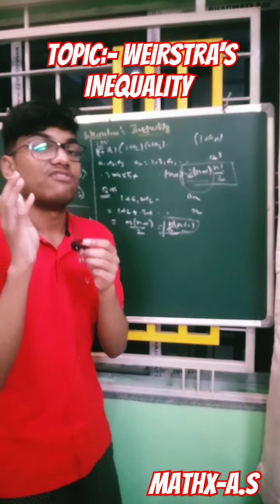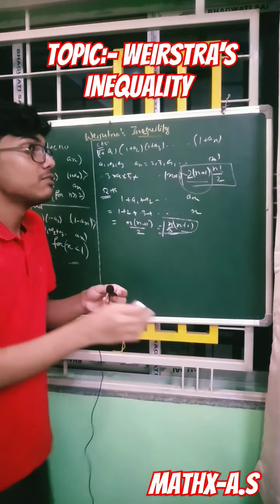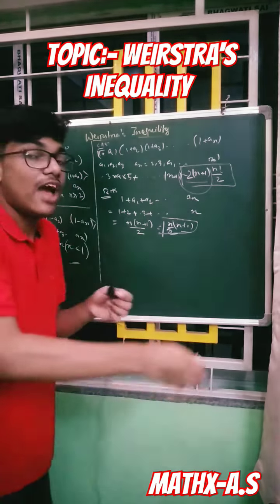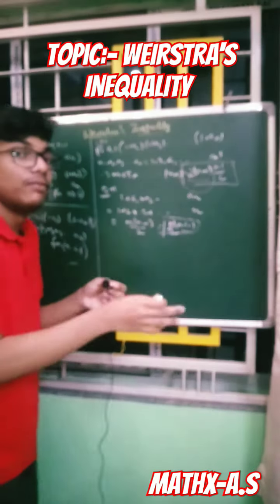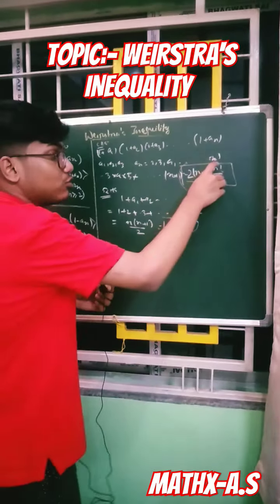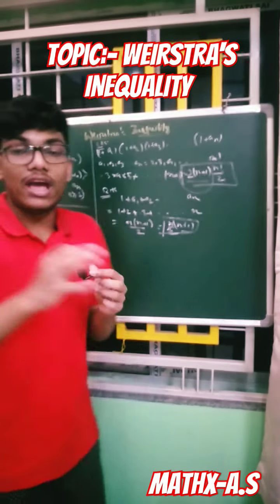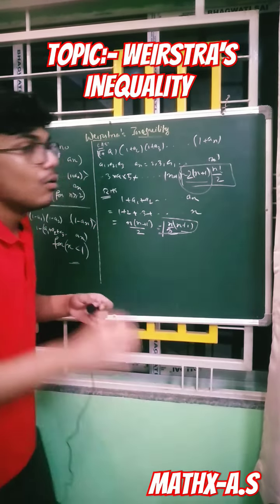Why? Because factorial is not a number, factorial is a function. Because if I take something in the factorial, it will give me the product of that number down to 1. Means if I take n factorial, it will give me n into n minus 1 into n minus 2 and so on, multiplying up to 1.